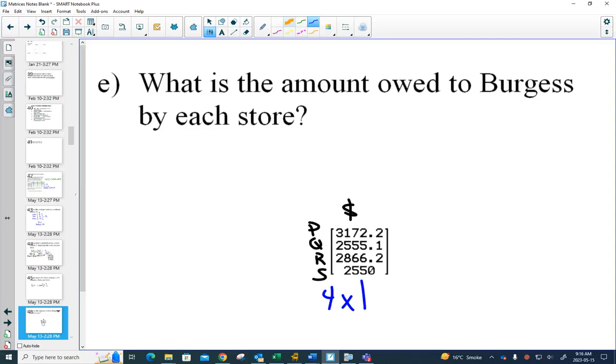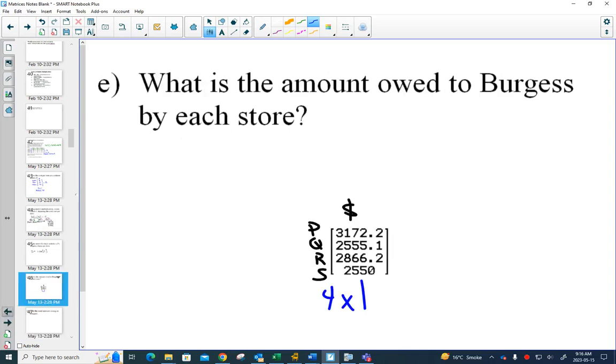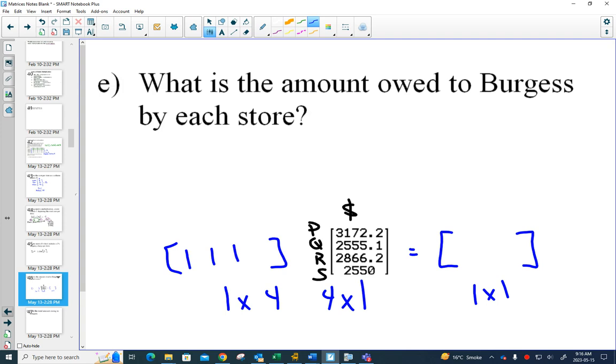The last question, find the total amount. All you would have to do is add up all 4 of those. Okay? If you wanted to do that with matrix multiplication, you could, because you want an answer in the end that's a 1x1. If I need to multiply this by something, then I would need a 1x4 of all ones, because then when it turns, they would all get multiplied by 1 and added up if I wanted to do matrix multiplication.